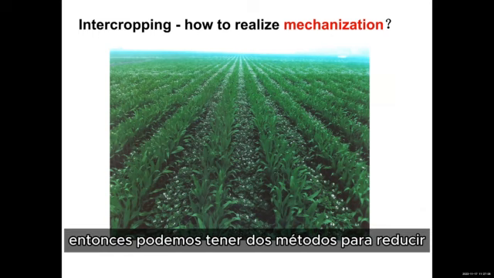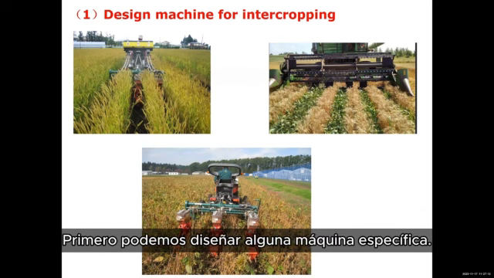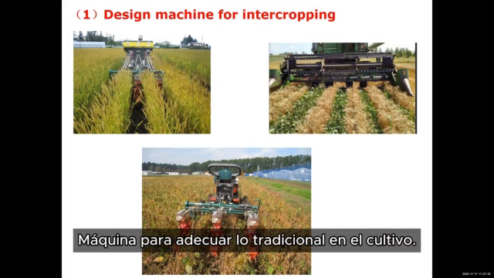So we can have two methods to realize this problem. First one, we can design some specific machine for this intercropping. For example, this machine is from Japan. They invented some machine suitable for the traditional intercropping.